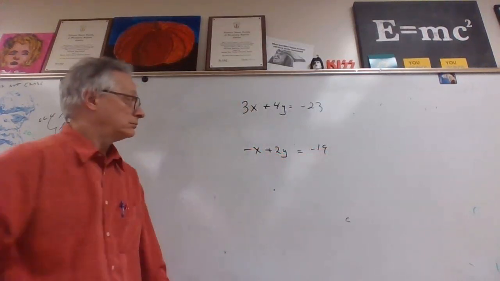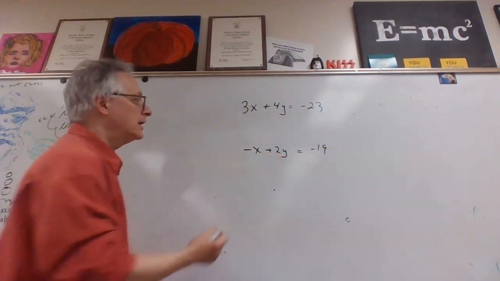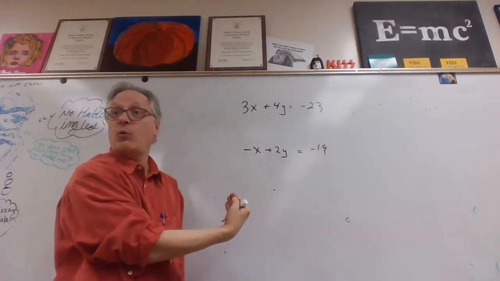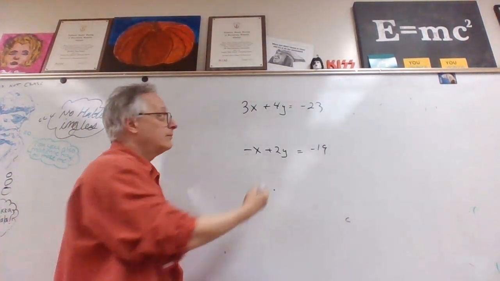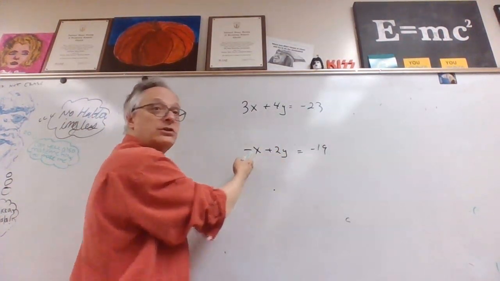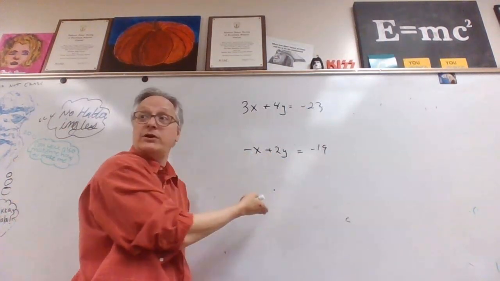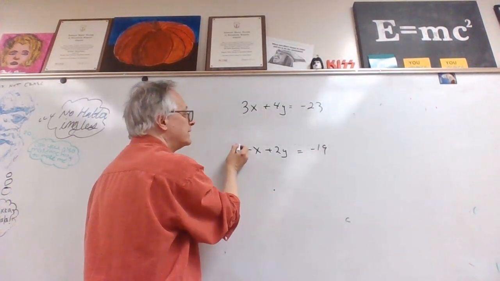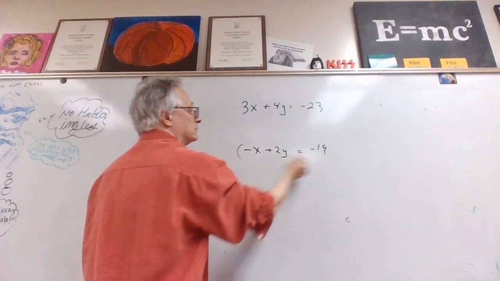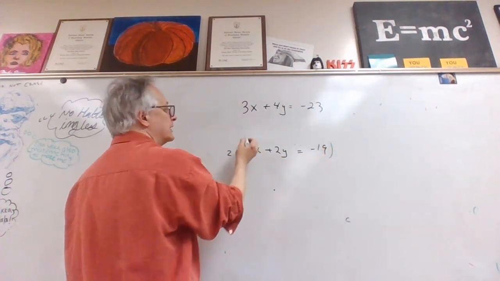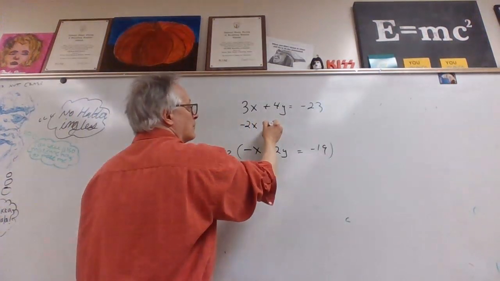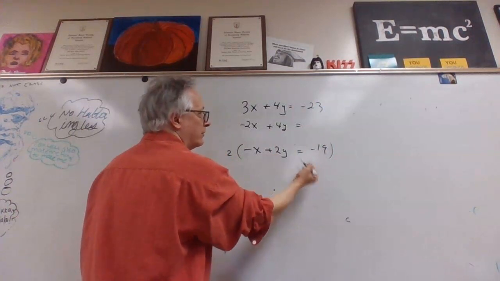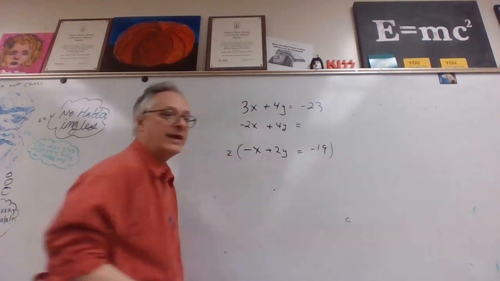Now, there are one of two ways we can do this. We can multiply this bottom equation by 2 and subtract and get rid of our y's. Because you want to get rid of one of the variables so you can solve for the other one. Then once you know one of them, you're going to be able to get the other. So let's multiply this whole equation by 2. So that's going to be negative 2x plus 4y is equal to negative 23 plus negative 38.